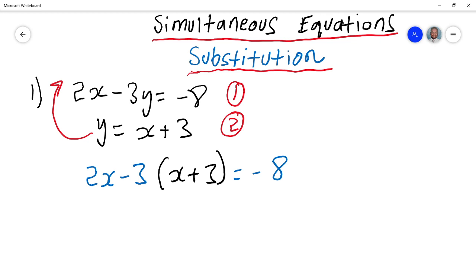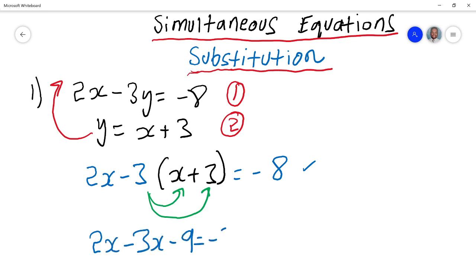Now, if you've looked at my previous videos, we've had linear equations of this format where we need to expand. What do we do in expansion? We get rid of the brackets. We multiply the number or the letter with the respective components in the brackets. I'm going to draw an arrow just to explain what I'm going to be doing. I'm going to be multiplying negative 3 times x and negative 3 times 3. So now we're going to expand this: 2x minus 3x minus 9 equals negative 8.